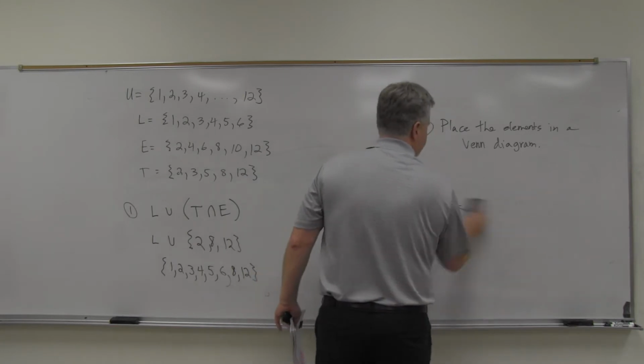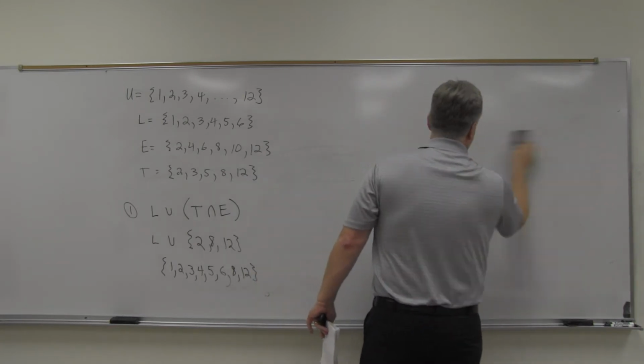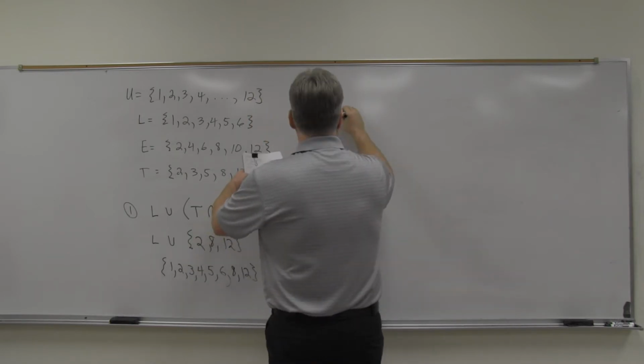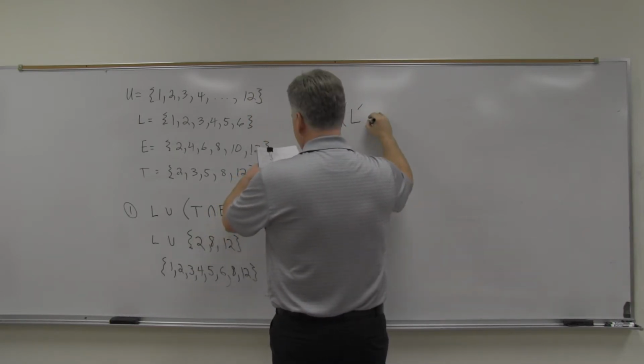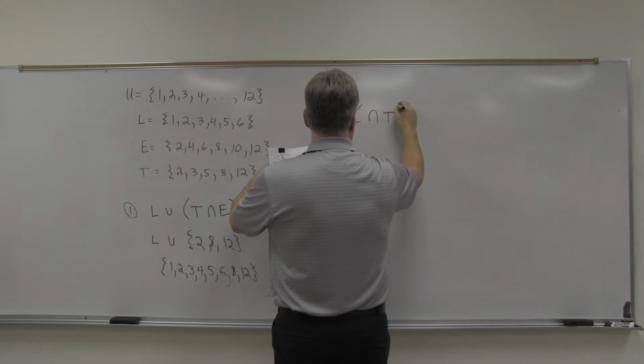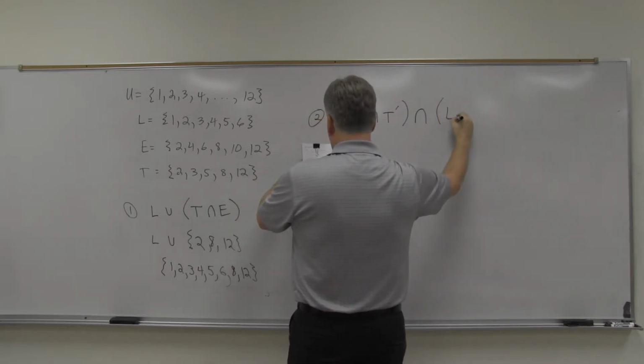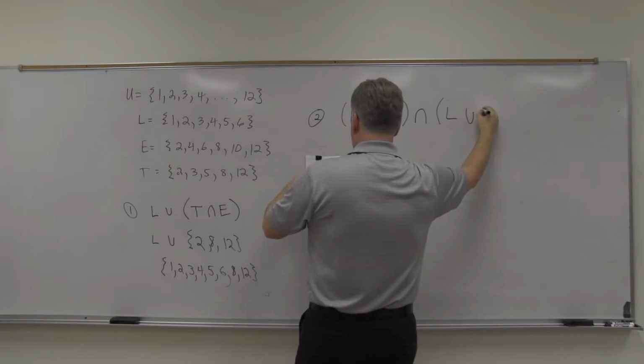Now let's do one that's a little bit longer, I guess I'd say. All right, so number 2 on this, let's do L complement intersection T complement, that's in parentheses. And then intersection L union E complement.